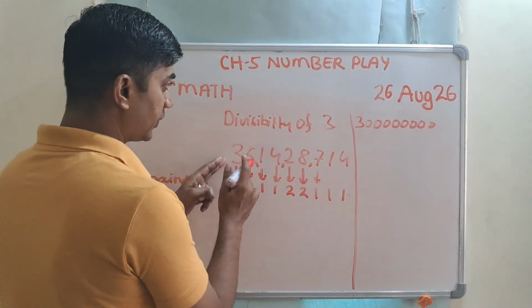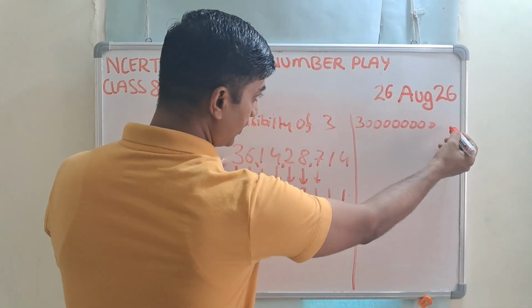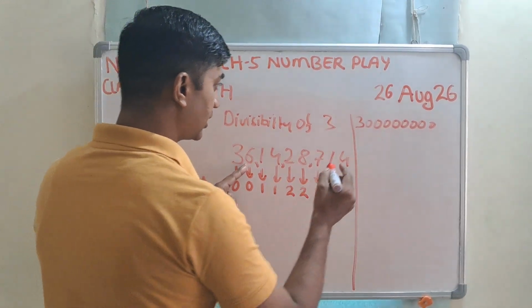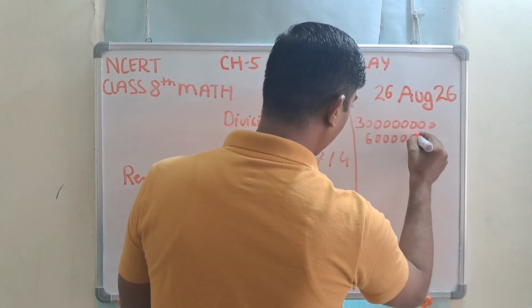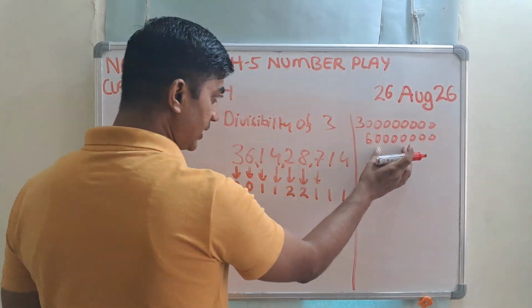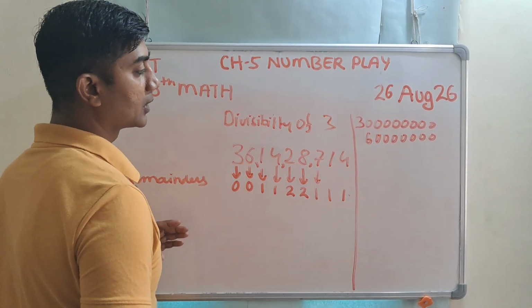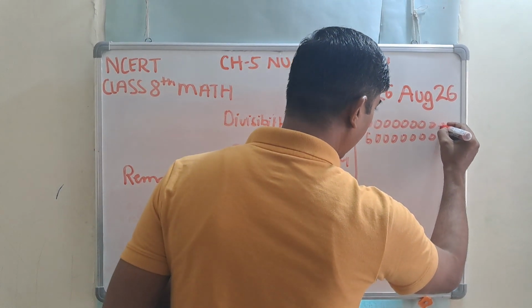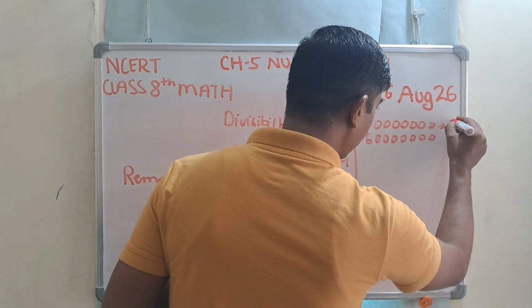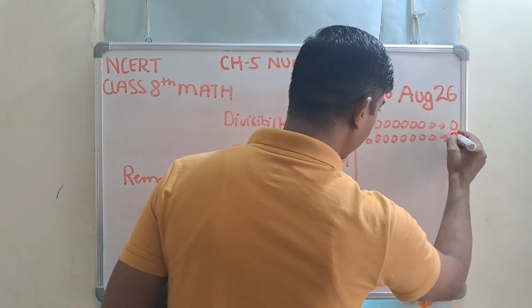Now this number, when you divide by 3, you will get remainder 0. Understood? Now this number is 6, 1, 2, 3, 4, 5, 6, 7. When you divide this number by 3, you will get remainder 0. Let me write here also 0, remainder 0.